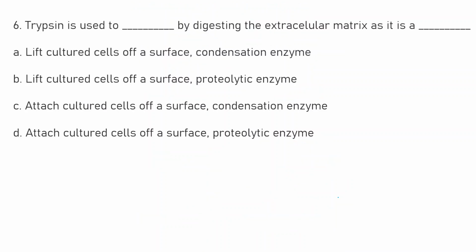So moving to the next question: trypsin is used to do what? What is the function of trypsin? The first option: by digesting the extracellular matrix, it is used to lift cultured cells off a surface, and it is a condensation enzyme. The second option: it is a proteolytic enzyme. The third option: it is used to attach cultured cells to a surface, and it is a condensation enzyme or proteolytic enzyme. So if you know the answer, please reply in the chat box.